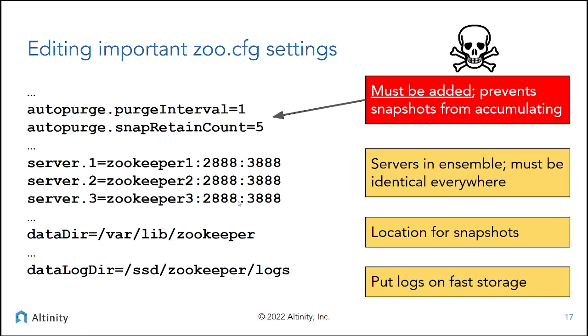The second thing you have to do is give a list of all the servers that are in your ensemble. So here they are with their names. Then the location of your data directory, which defaults to /var/lib/zookeeper on Ubuntu, and then your data log dir. I've set it to SSD because I've got an SSD plugged into this. So this is your basic configuration. There are other things that you can set, but these are the most important ones.